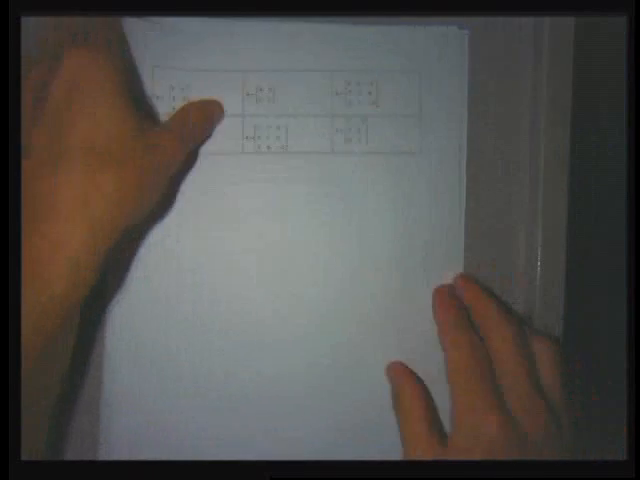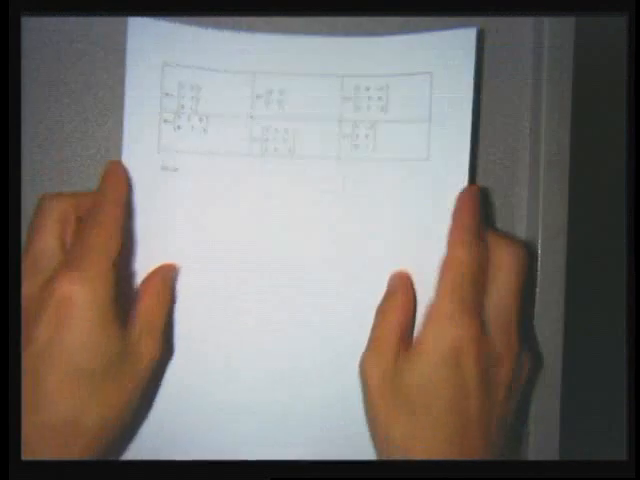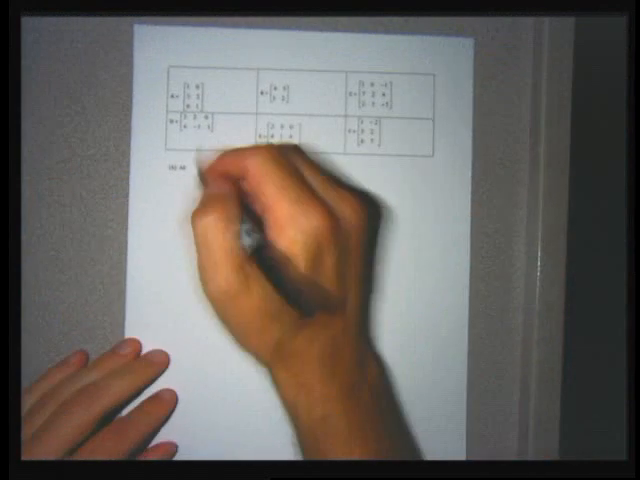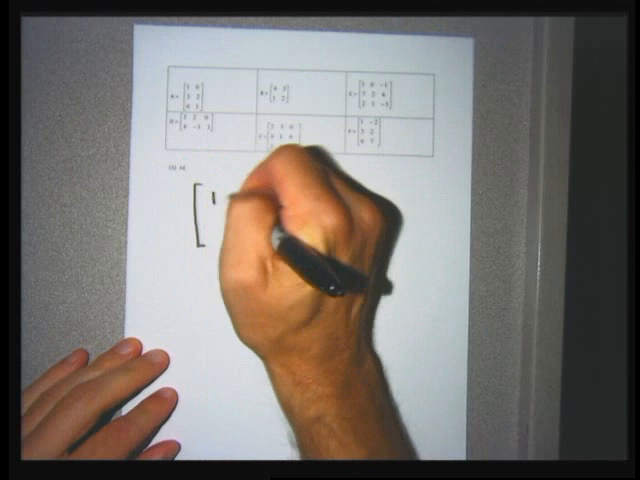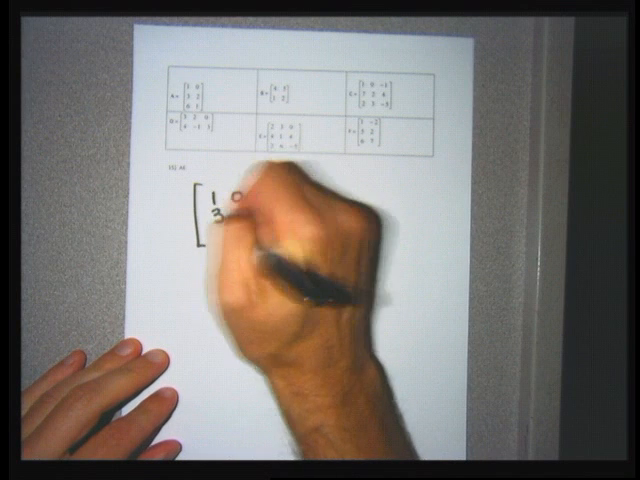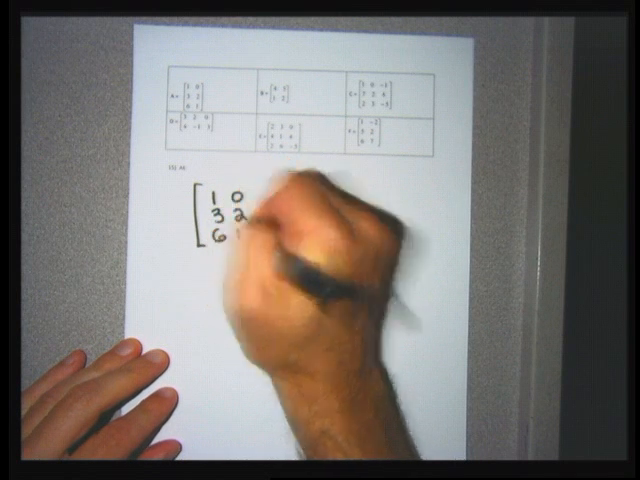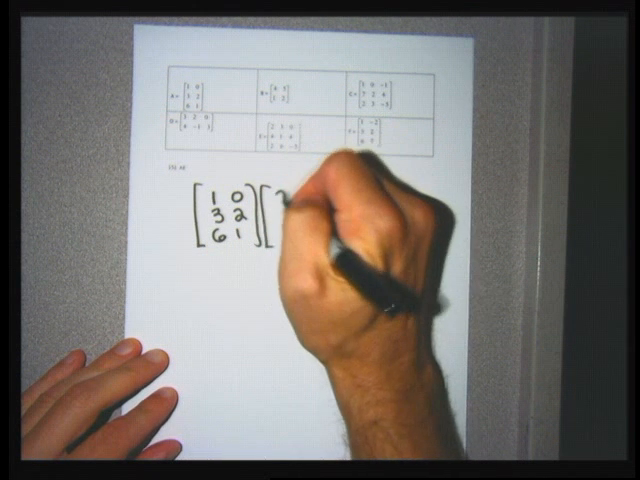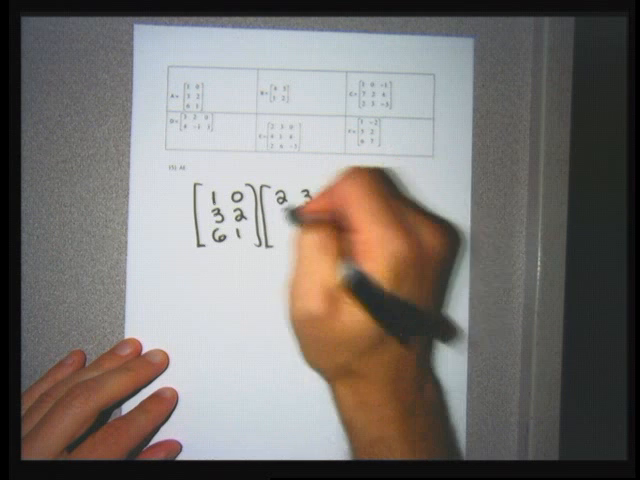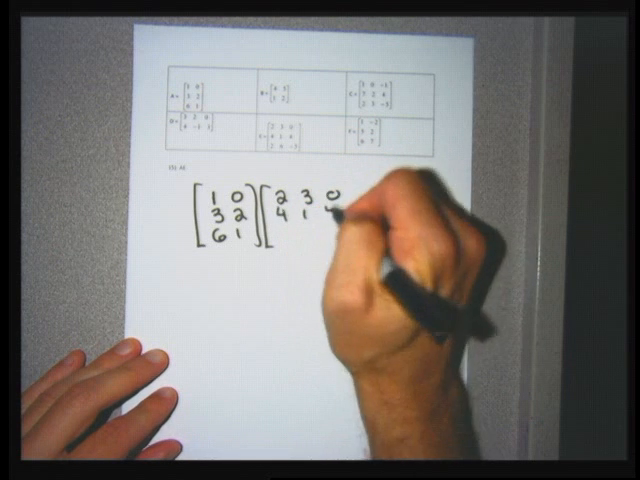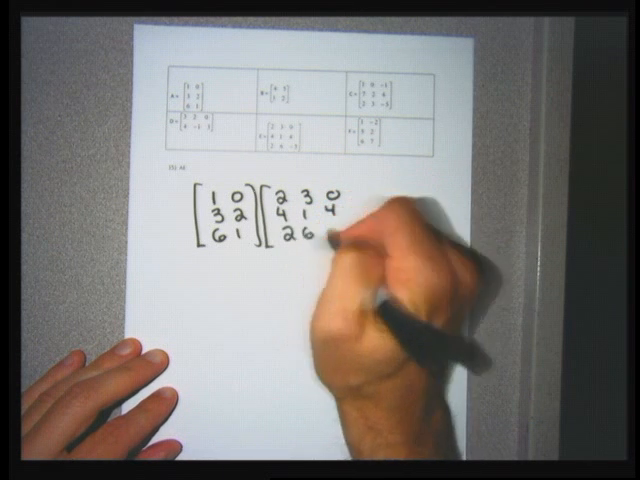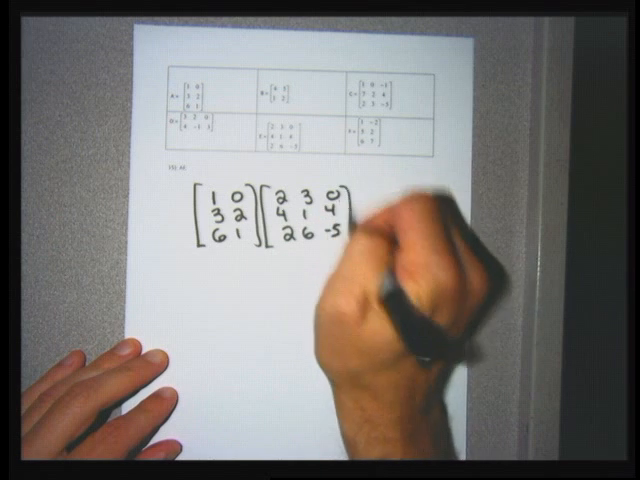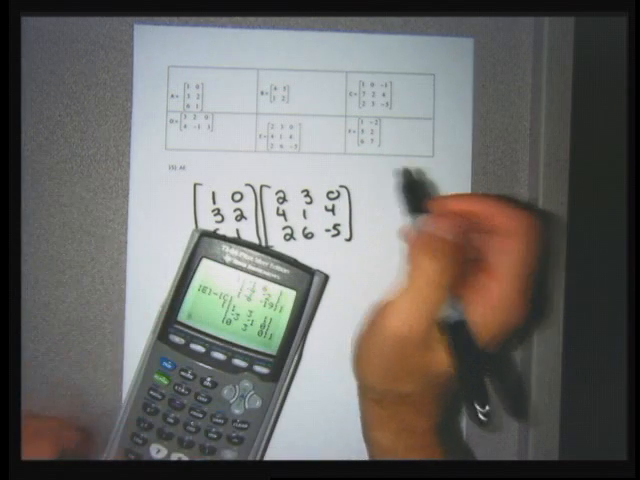15 is to do A times E. I'll set it up and then I'll do it on my calculator. So A times E wants me to take matrix A, which is 1, 0, 3, 2, 6, 1. Write that first, and then next to that, write matrix E. This is going to be not possible. My calculator is going to give me a dimension mismatch error. I'll just do it by hand. Well, let me do my calculator real quickly, then I'll do it by hand.